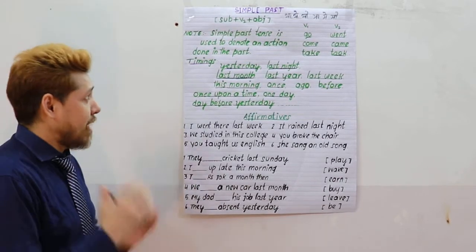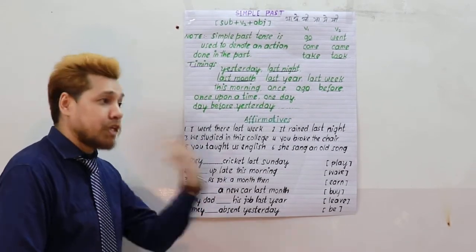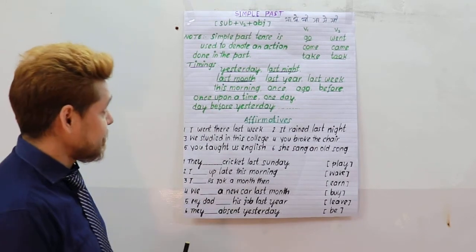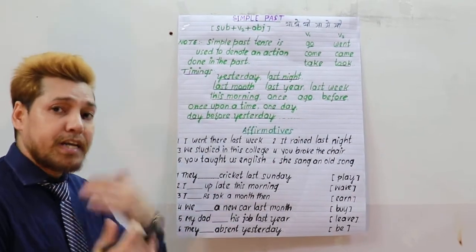Simple past tense. Past tense means past time, जो बीता हुआ, right? So we use past tense, the action which is already completed.